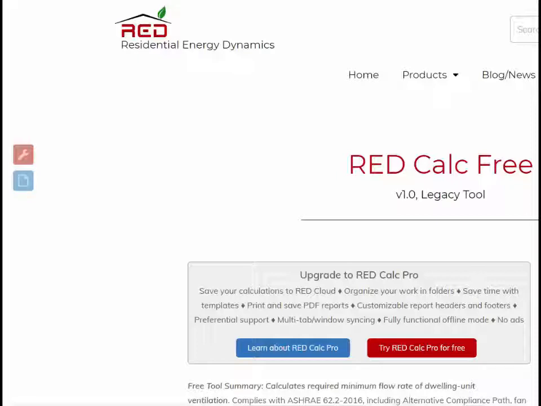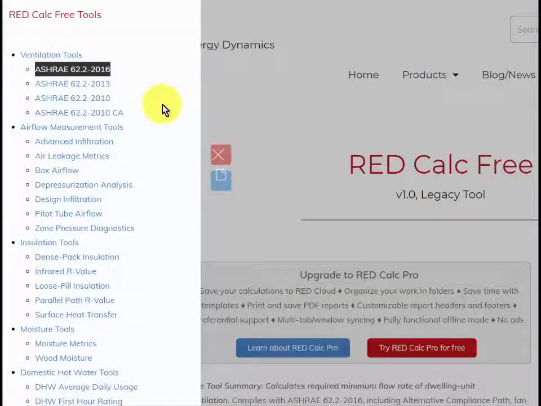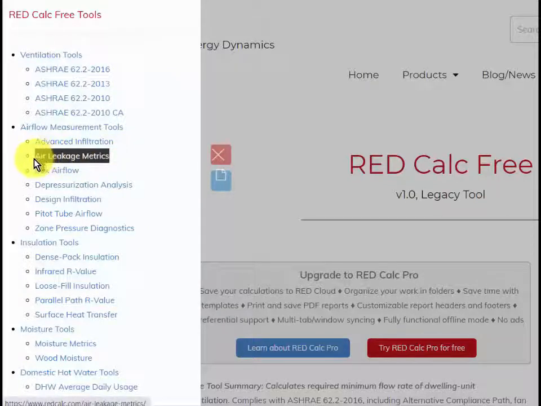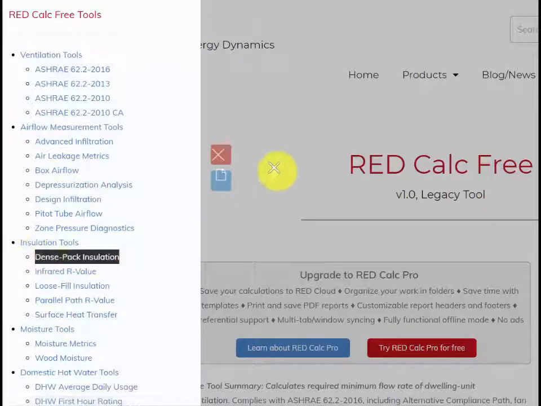These include ASHRAE's 62.2 2016. Here's a slide out menu. Here's 62.2 2016. Air leakage metrics, a very useful tool. Depressurization analysis, and finally DensePack insulation.